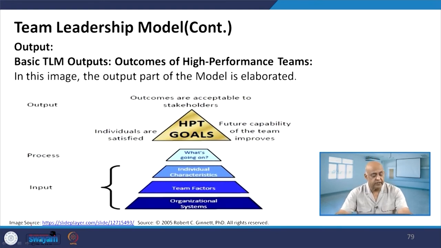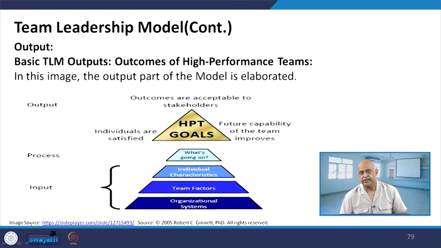The team leadership model, the TLM, outcomes of high performance teams. In this image, the output part of the model is elaborated. So in input, it is organizational systems, team factors, individual characteristics, and what is going on. And HPT goals are there: individuals are satisfied, outcomes are acceptable to the stakeholders, and because of the high performance teams, the future capability of the team improves. So in this input, process and output, the individuals are satisfied, and whenever they are satisfied, we say the outcomes are acceptable to the stakeholders.